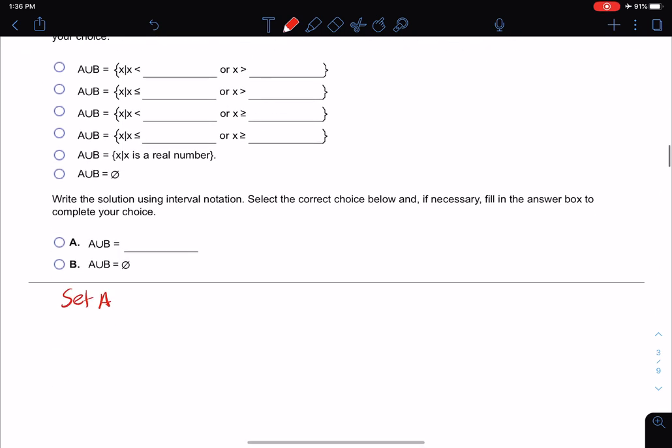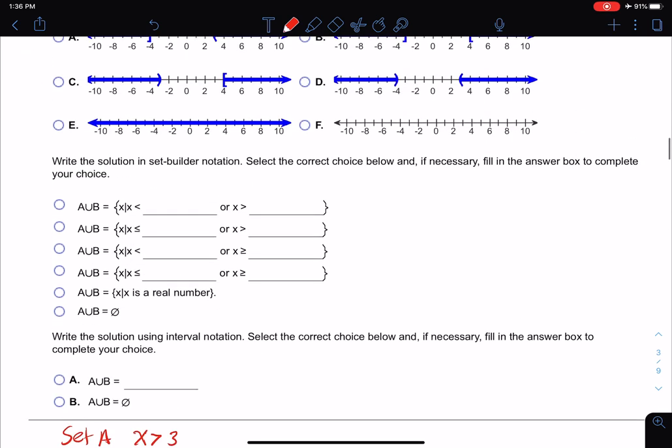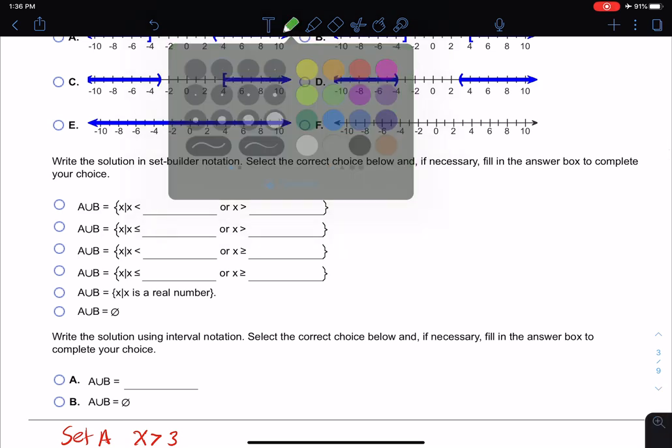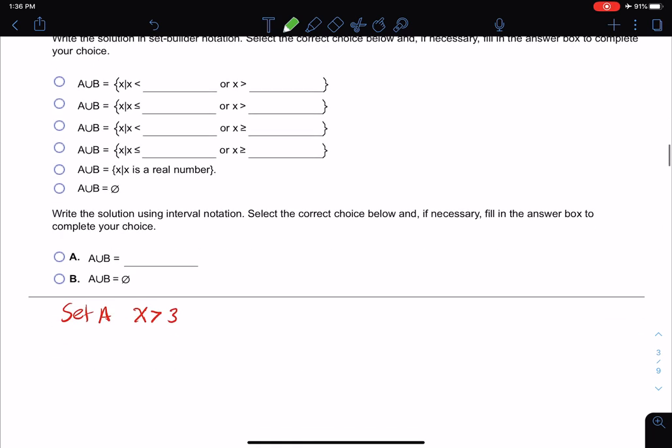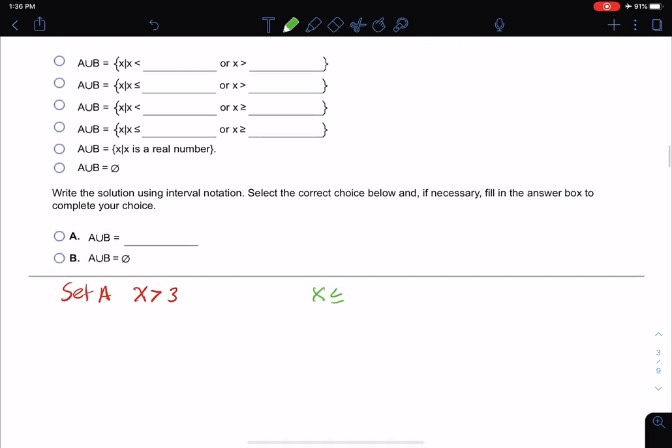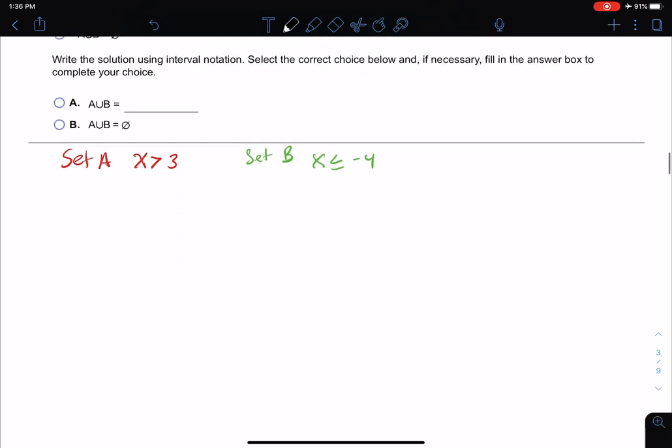Set A: x is greater than 3. And our set B is right here, which says x is less than or equal to -4. That's set B. Then we go and graph the two on our number line.